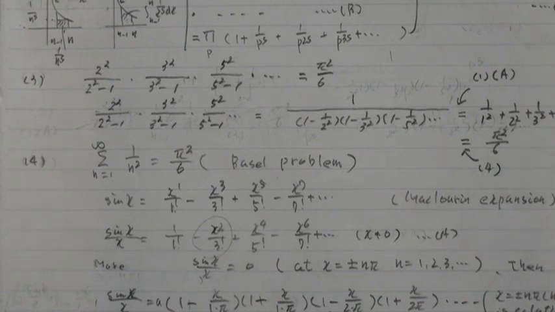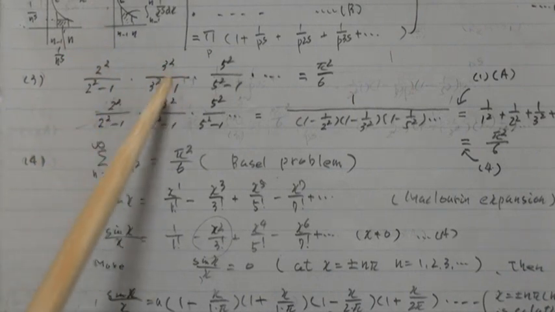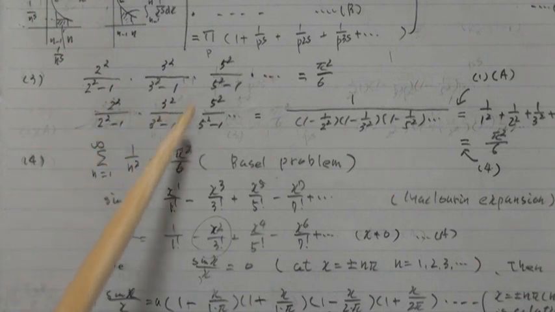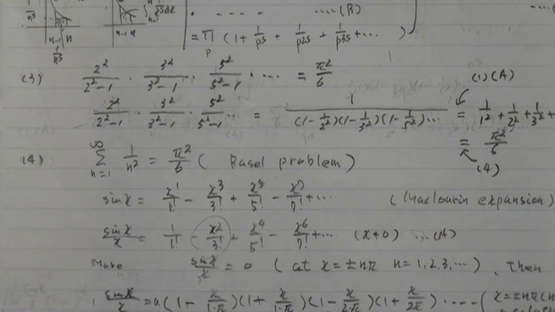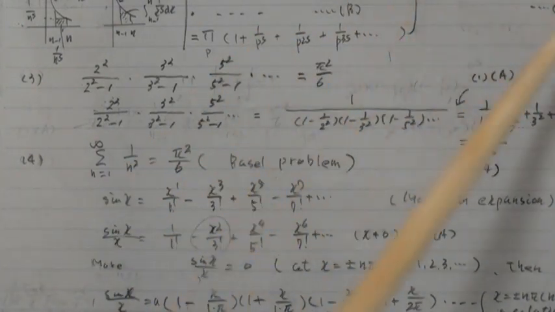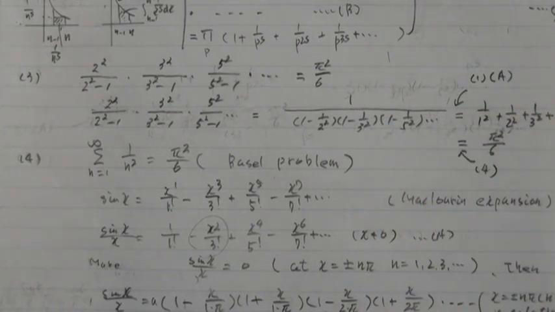Parenthesis 3: 2 squared over 2 squared minus 1 times 3 squared over 3 squared minus 1 times 5 squared over 5 squared minus 1 times and so on equals pi squared over 6, because dividing by 2 squared, 3 squared, and 5 squared, this follows from parenthesis 1. This equals, from parenthesis 4, pi squared over 6.